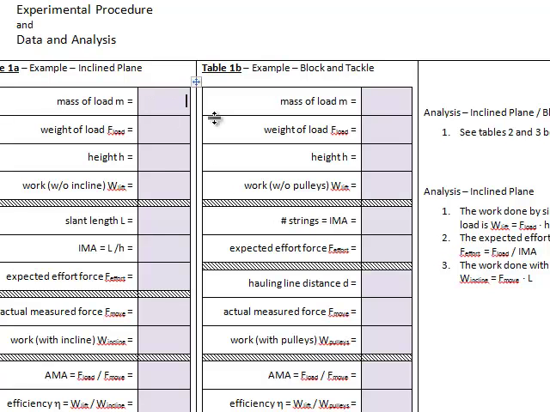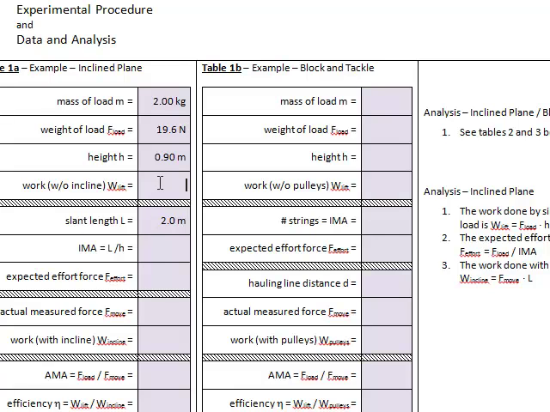Okay, so for the inclined plane, what I took was 2.00 kilograms was the load, and I wanted to lift it a height of 0.90 meters, and the slant length of the incline was 2.0 meters. So from that, I'm going to calculate the weight of the load is 19.6 newtons, because 2 kilograms times the acceleration of 9.8 is 19.6 newtons.